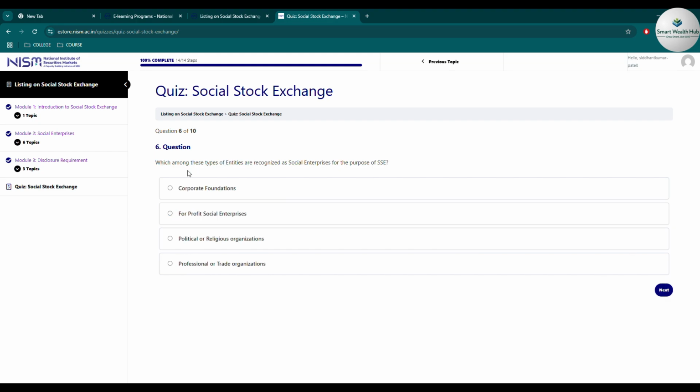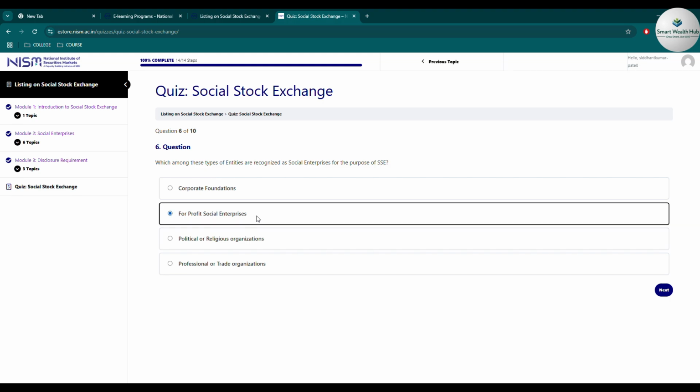Which among these types of entities are recognized as social enterprise for the purpose of SSE? Option A, corporate fund. Option B, for profit social enterprise. Option C, political or religious organization. Option D, professional or trade organization. So the right answer is option B, for profit social enterprise.